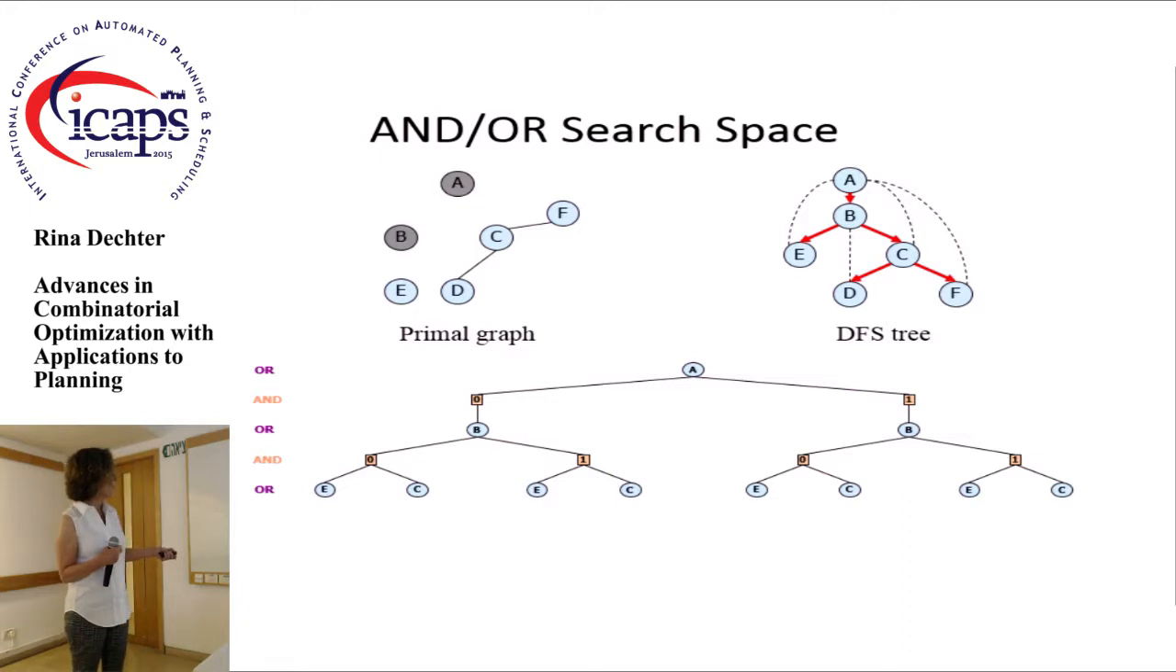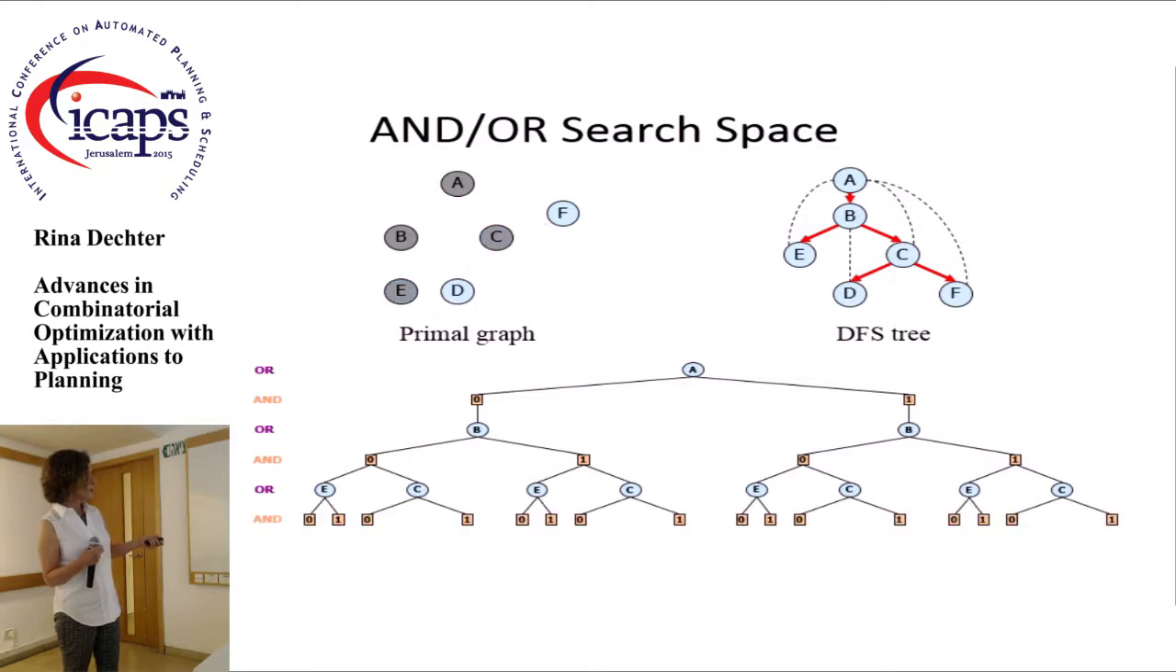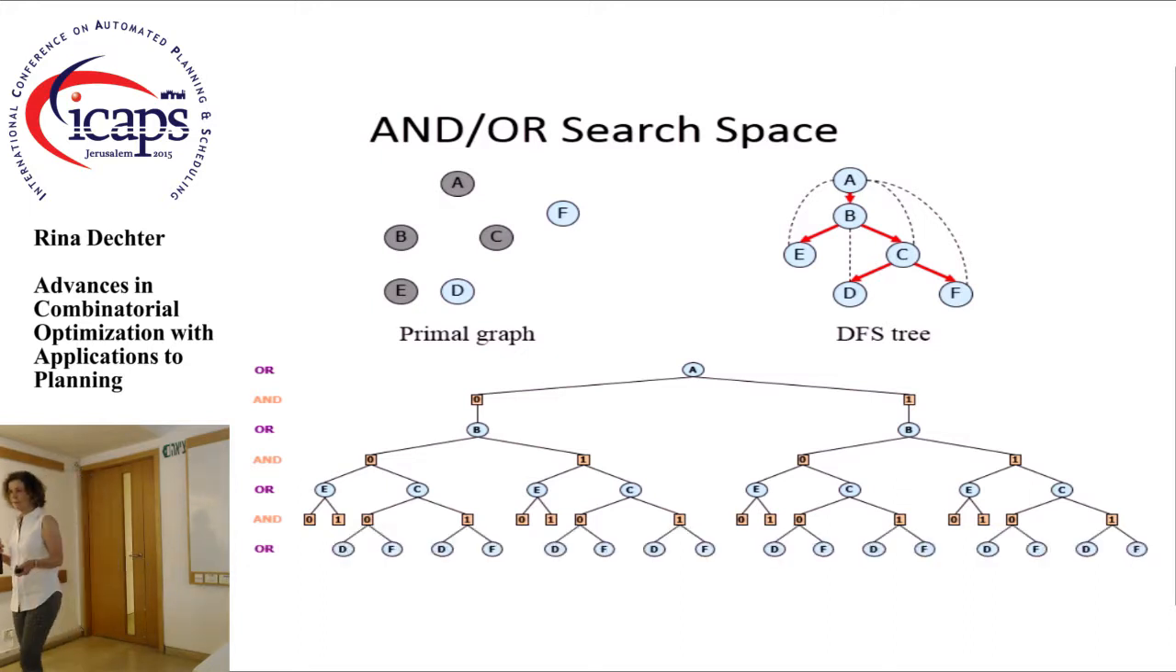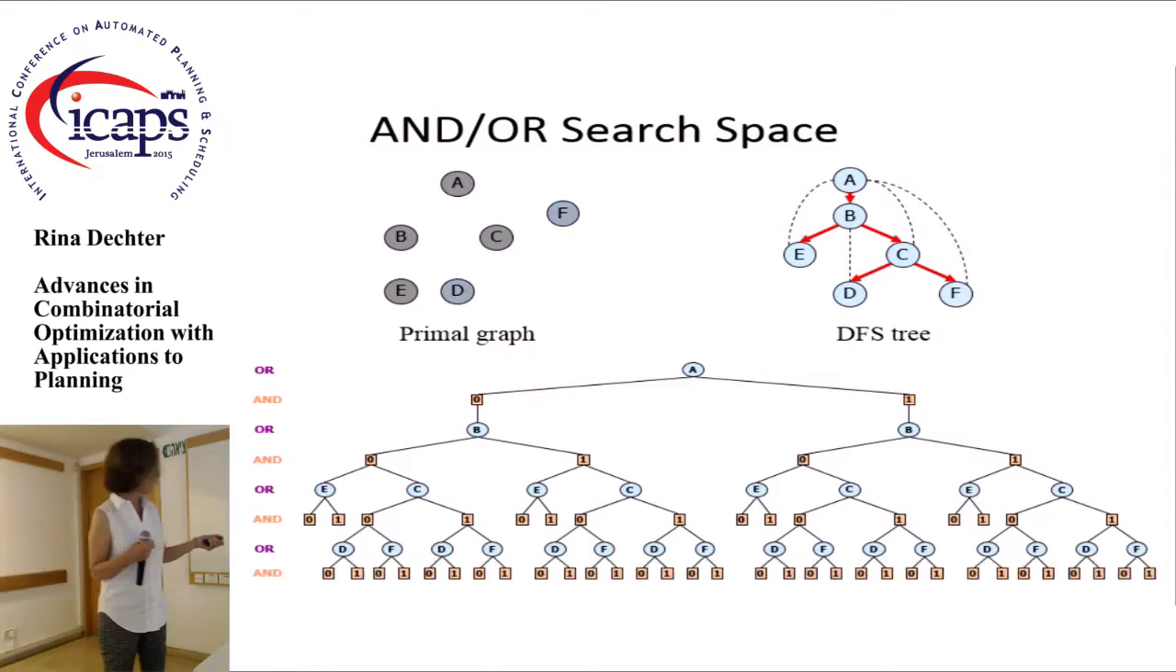And we continue in the same way. Now we assign E and C. We assign them values, 0 and 1, 0 and 1 all the way. But when we do that, we see another decomposition. We see that F and D now are completely independent when A, B, C are assigned. So for E, it's the end of the way, but for C, we will now have another AND decomposition of D and F, for each one of the paths. And for each one of these, we will have the two values, zero and one. So this is the AND/OR search tree of this problem that we saw before.